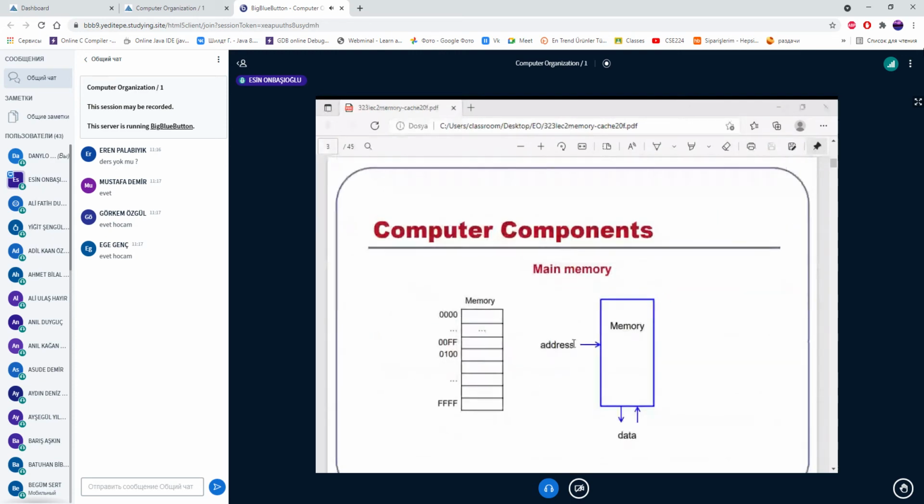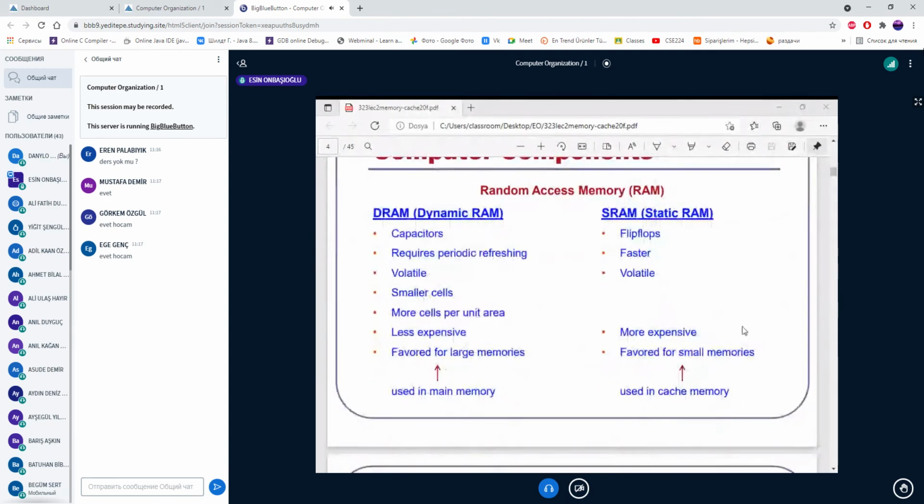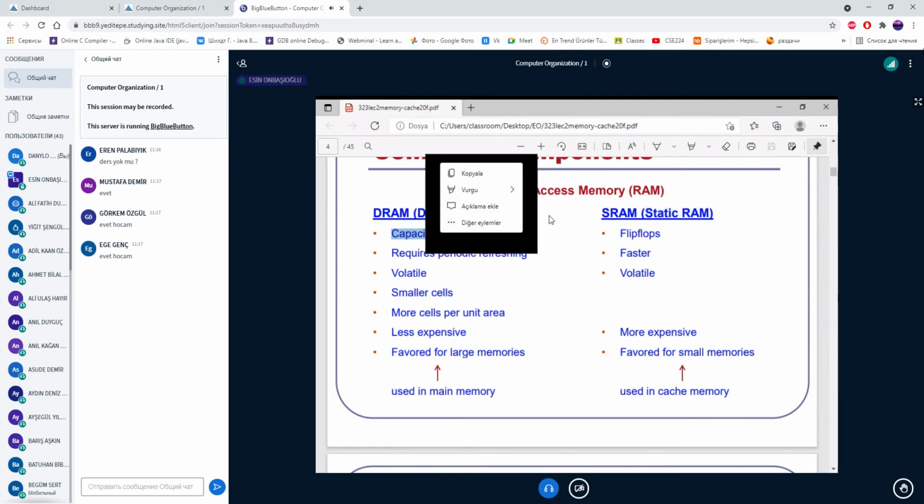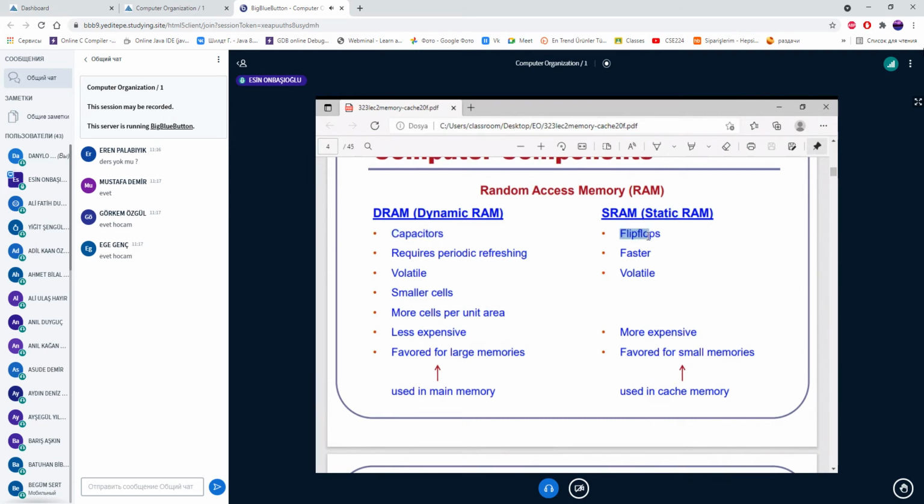Now, I want to explain the difference between the main memory and cache by hardware. Both of them are random access memory, but there are basically two types of random access memory. One of them is dynamic RAM, and the other one is static RAM. Dynamic RAM, DRAM, consists of capacitors. Static RAM, SRAM, consists of flip-flops. What I already explained consists of RS flip-flops. It will be called an SRAM.